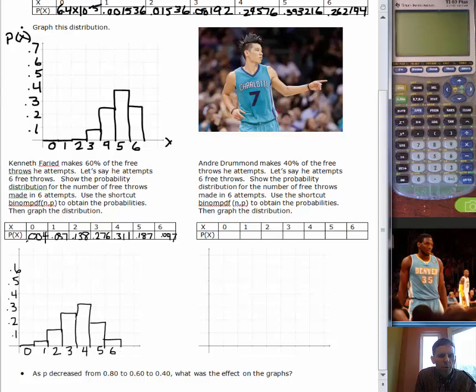3 free throws is 0.276. 4 free throws is 0.311, 5 free throws is 0.187, and 6 is 0.047. And here's what the graph for Kenneth Faried looks like.